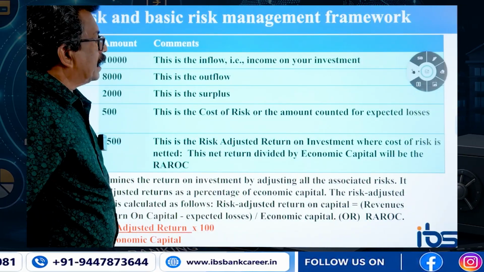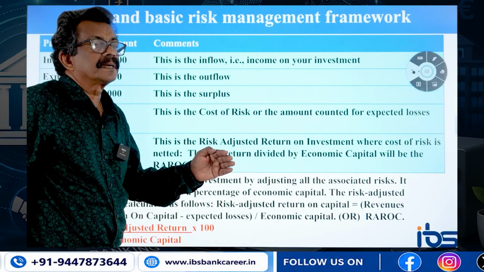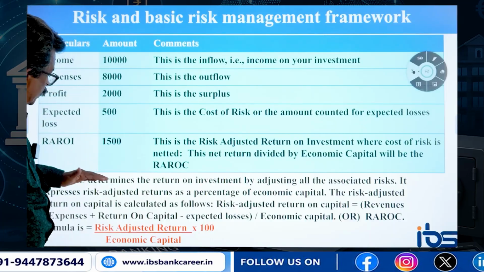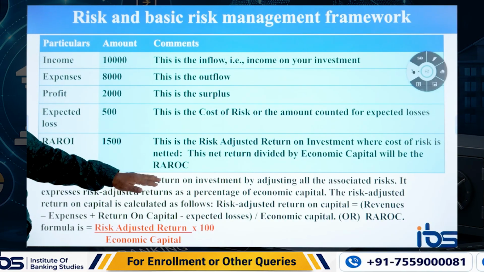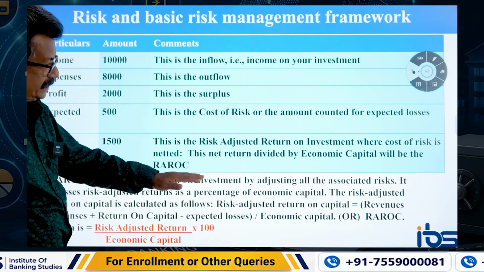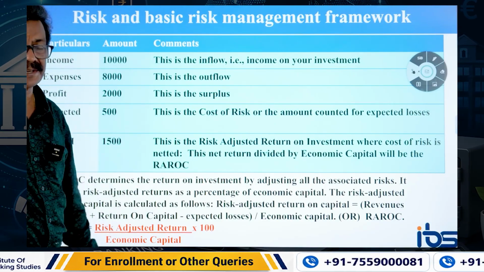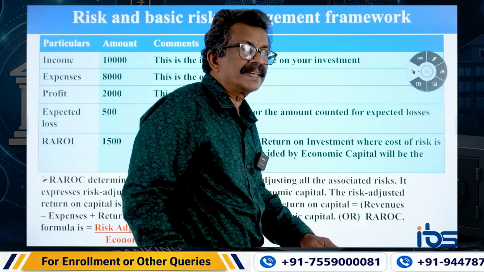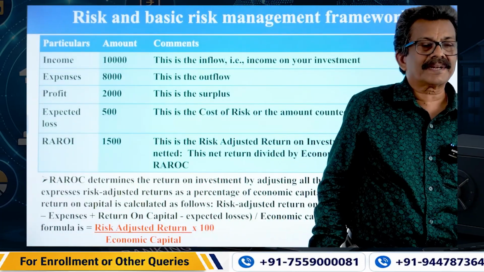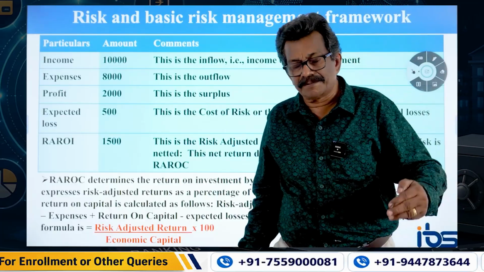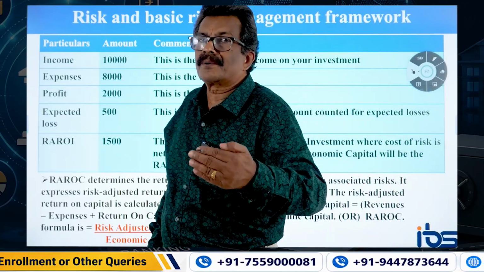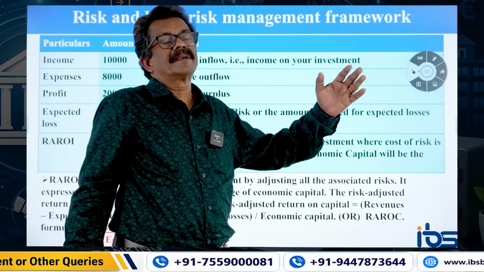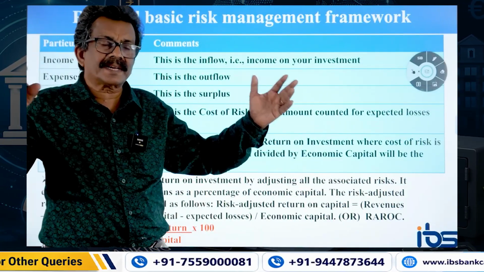So now you have to calculate the risk adjusted return on capital. There is a formula. RAROC determines the return on investment by adjusting all the associated risks. What does it mean? All the associated risk means expected loss. You are taking into account the probability of default, the exposure at default, and the loss given default. All these things are taken care of.